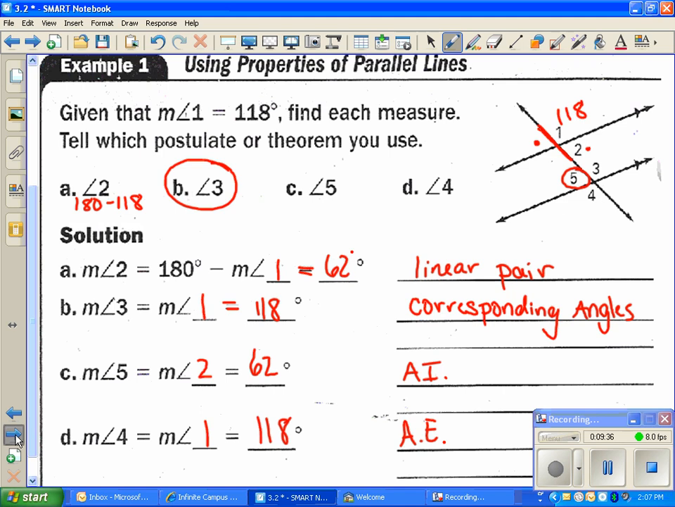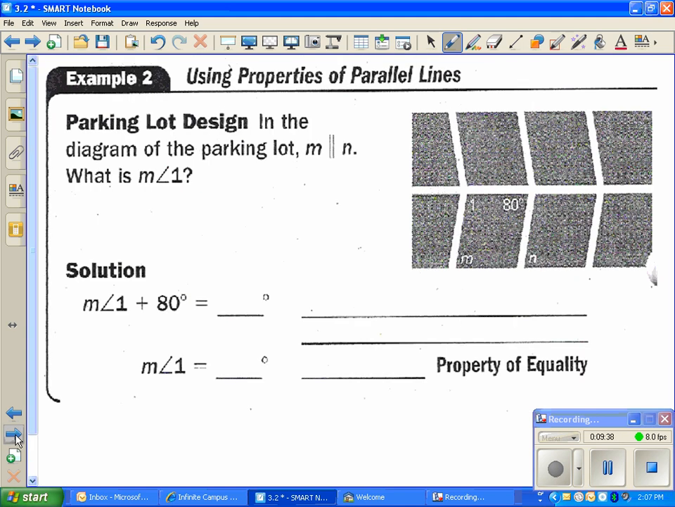See this? All right. So this one's a little harder. We've got a parking lot. Somebody designed it. And we know that line M and N are parallel. So really, I'm just looking at this section here. That's N and M. And they're parallel. So you guys see these little arrows in the center of it? Telling you that the lines are parallel.